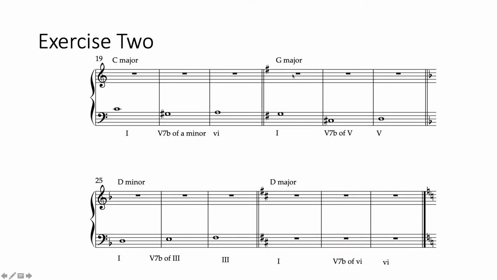I've also got a second exercise here. This time I've popped in some bass notes for the first ones. So we've got 1, 5/7, B of A minor going to an A minor chord. 1, 5/7, B of 5. So here you'll need to work out what chord 5 is going to be in G major. 1, 5/7, B of 3. So similarly, you'll need to work out what chord 3 is in D minor. And then here, 1, 5/7, B of 6 and 6. I've not put in any bass notes here, so you'll need to work those out. So pause the video here and see if you can work out what those chord progressions are going to look like.